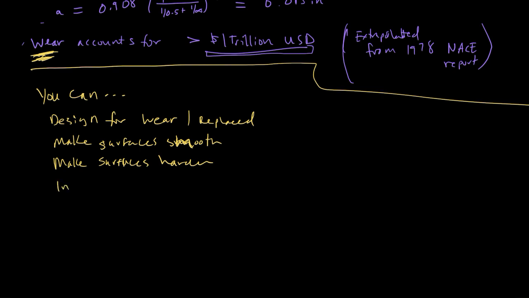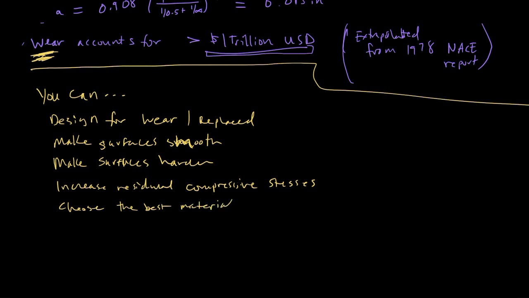You can increase residual compressive stresses. Okay, so this is why we use shot peening, for example. And residual compressive stresses increase the life of components. You can choose the best materials. We're not necessarily talking about the best in terms of the most expensive. It's just saying you can make a decision against wear with the decisions you have on material.